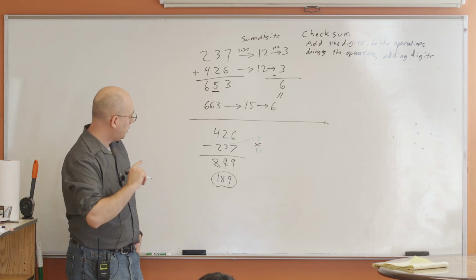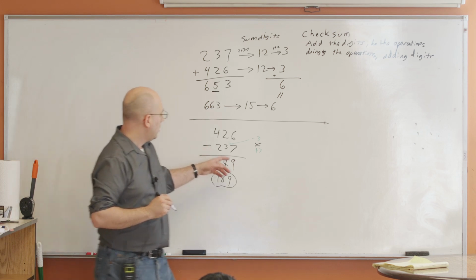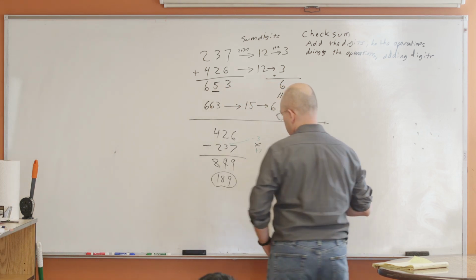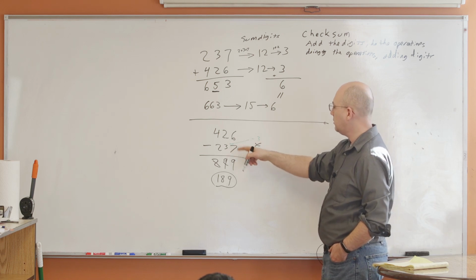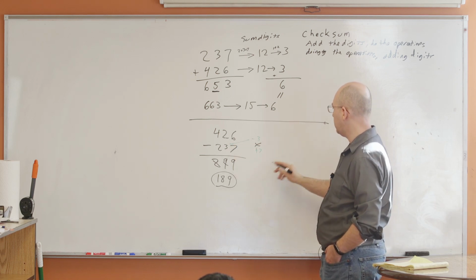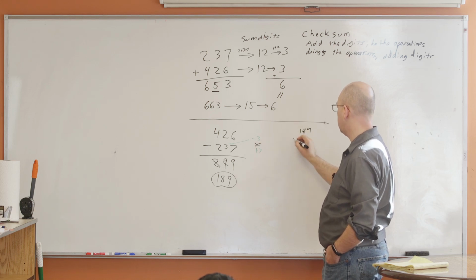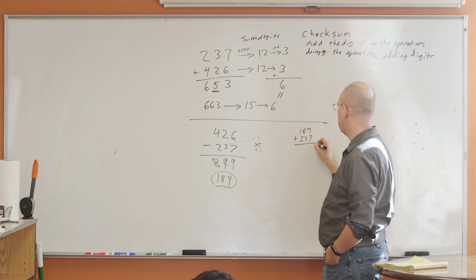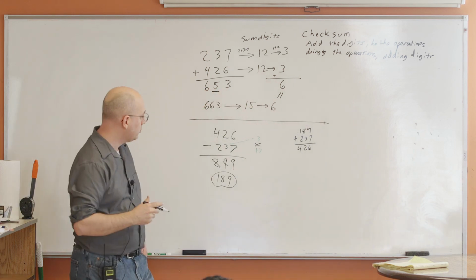Now, to check whether this is right, you can do the checksums, and you can do it by subtracting, but what subtraction also means is that the claim is 189 plus 237 is supposed to equal 426. So that's what we need to be true.